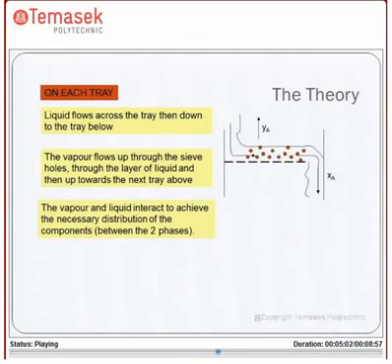What happens on each tray? How do the vapor and liquid phases interact? The liquids are forced to flow across the surface of the trays due to the alternate arrangement of the downcomers. The vapors approach the tray from below and move through the sieve holes. They bubble through the liquid on the surface of the tray. This is the interaction that occurs to allow the redistribution of the components between the two phases.